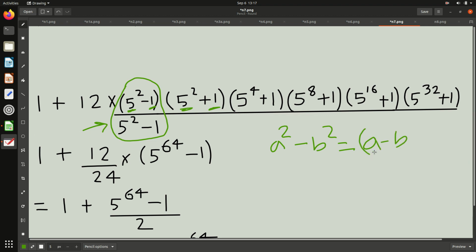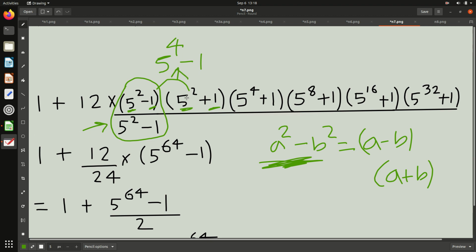A minus B into A plus B is nothing but A square minus B square. This is the formula. So this is A minus B and this is A plus B. Multiplying both, you will get A square minus B square. 5 square is A, so A square will be 5 to the power 4. So we will get 5 to the power 4 minus 1.